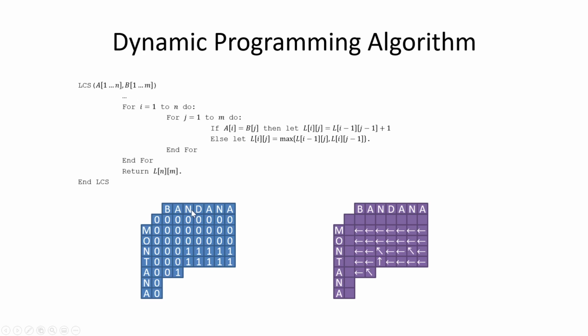Okay, A and N are a mismatch, but the max of 1 and 1 is 1, so we get another 1. A and D are mismatched, again max of 1 and 1 is 1. But now again we get another match. A and A match. So we look to our diagonal and we add 1, we get 2. So now what that's saying is the longest common subsequence of monta and banda is 2.